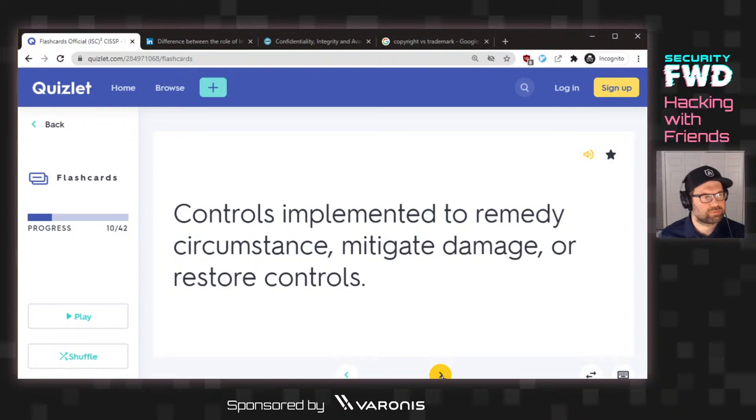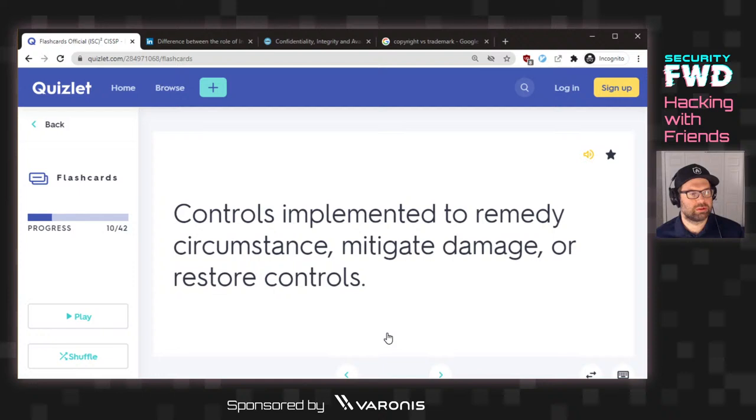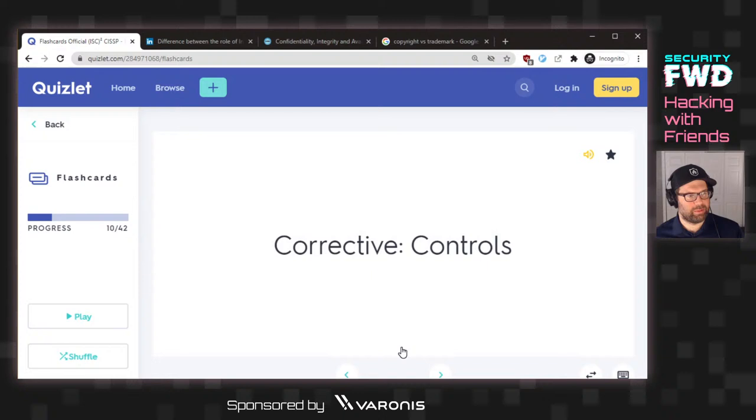Okay, controls implemented to remedy circumstance, mitigate damage, or restore controls. Remedy circumstance. So we had compensating controls before, ameliorating controls. Oh, corrective controls. Controls limited to remedy circumstance, mitigate damage, or restore. It's weird that controls are restoring controls, but I guess that makes sense. Corrective controls.